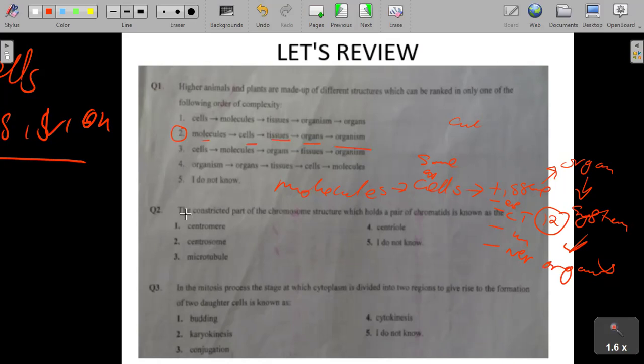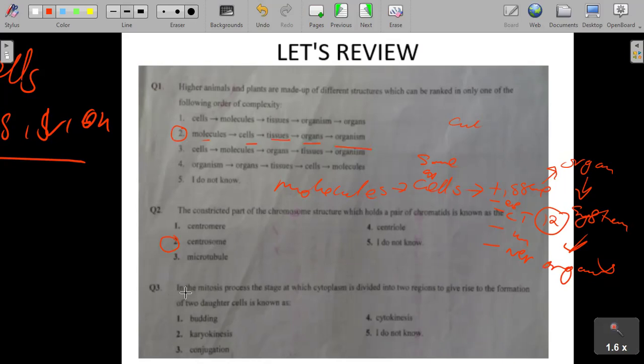Then you have the constricted part of the chromosome structure which holds a pair of chromatids is known as the... So this one we are just discussing. So this is going to be your centrosome there. This is the one which holds a pair of chromatids together.